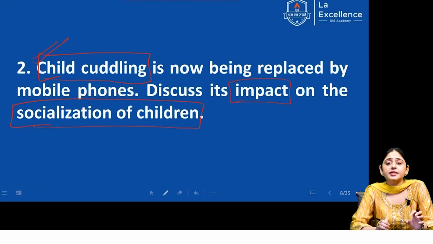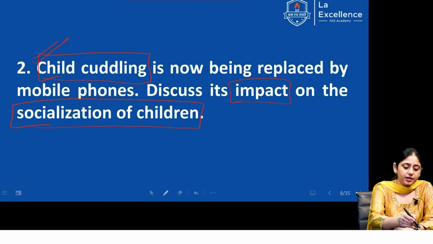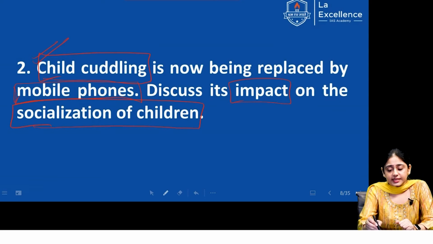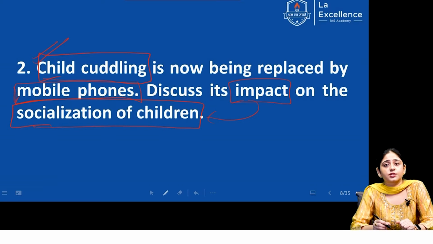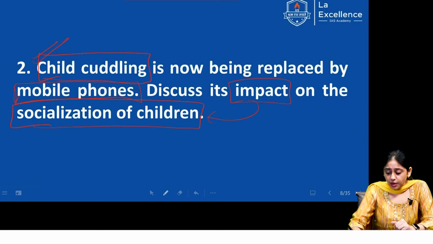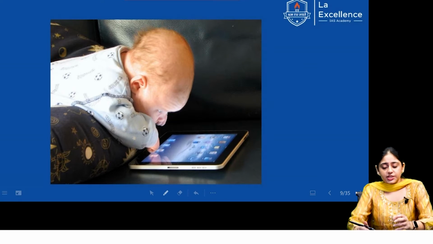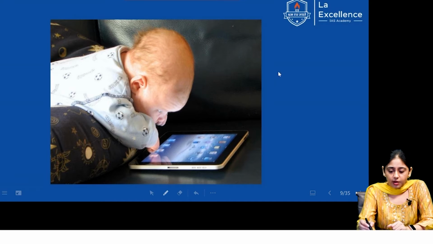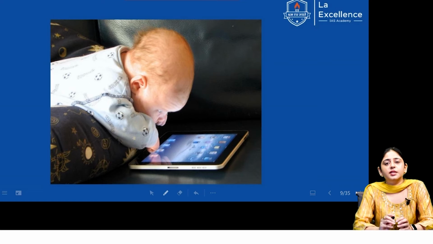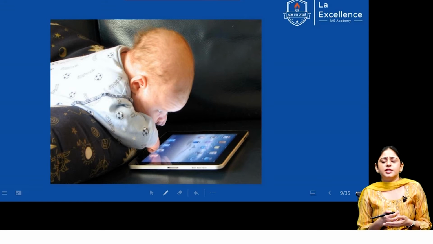So now that is being replaced by your mobile phones, right? So you have to discuss its impact on the socialization of children. What is happening? What impact is it having on children? So again, this is just one picture showing how a small child is glued to a tab, right? So before we start the answer, a small example.